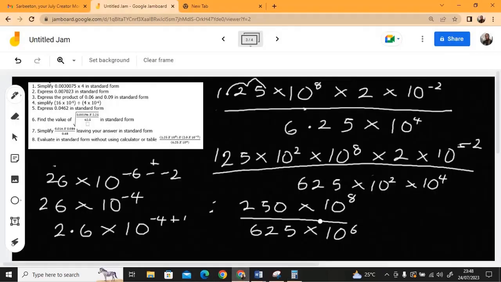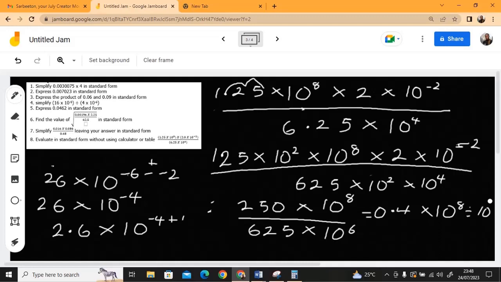So here is what we have: 0.4 times 10 raised to the power 8, over, meaning divided by, 10 raised to the power 6. Now division, I told you to be minus. So you have 0.4 times 10 raised to the power 8 minus 6, that is 2.